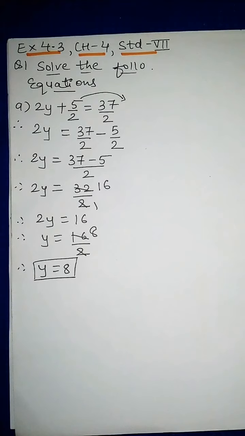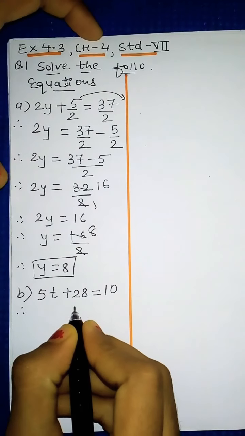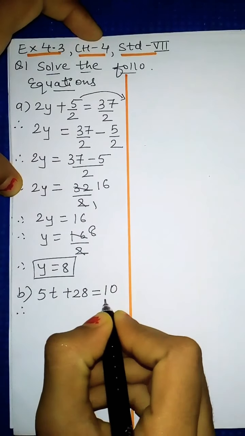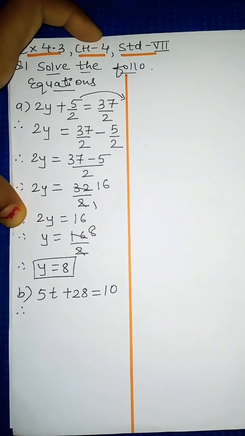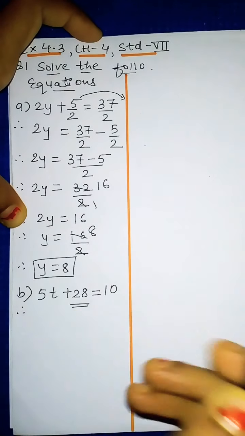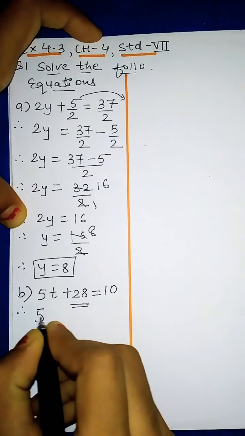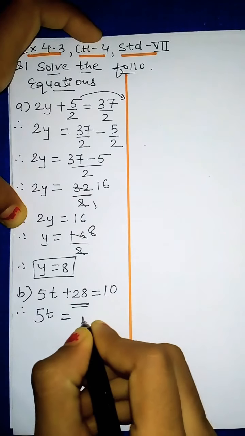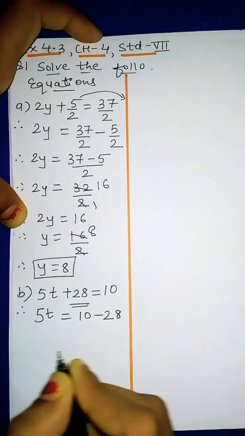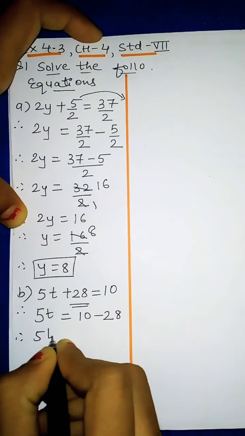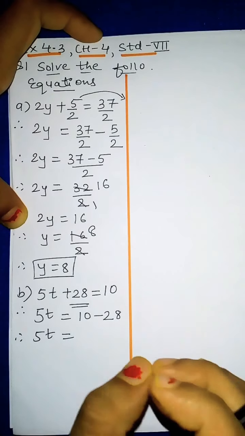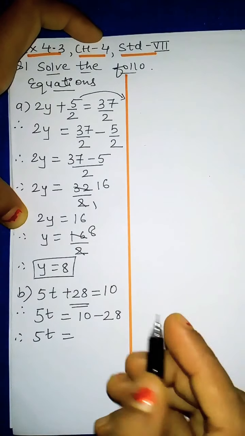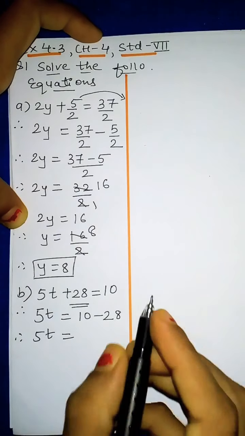Now the second question is 5t plus 28 equal to 10. Now we will start. Again plus 28 we will take to that side, so it will become minus 28. So here 5t, and on this side 10 minus 28. Now we will subtract. So 5t equal to, now we will do 10 minus 28. We have done addition and subtraction of integers. So it is 10 minus 28.